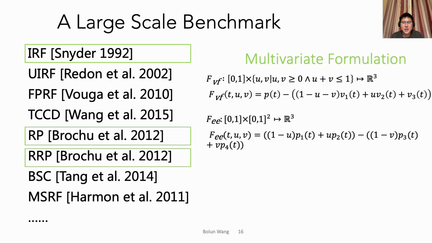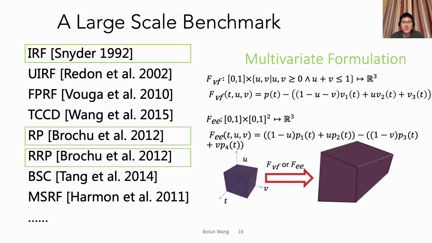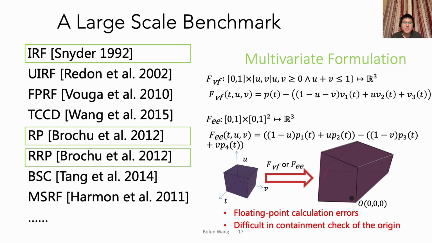The other methods are using multivariate formulation, which are quadratic polynomials mapping R3 to R3 for both vertex triangle and edge cases. Checking if collision happens is equivalent with checking if the origin is inside the codomain of the mapping. But using floating point arithmetic may introduce computation errors, and to check the containment of the origin is not trivial.